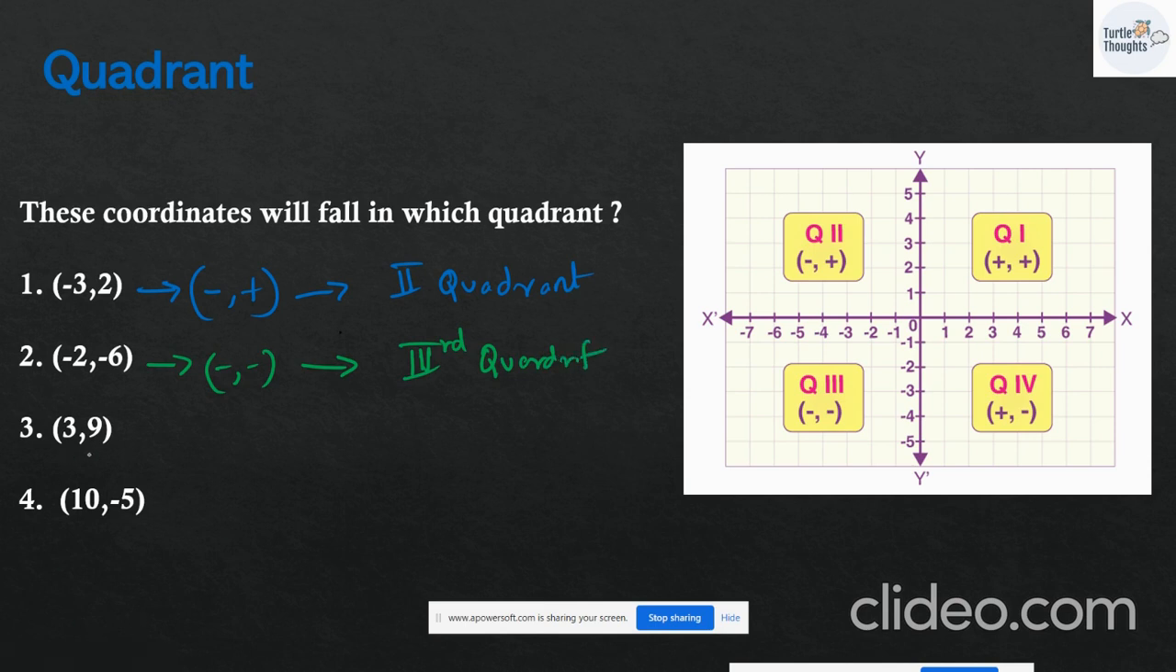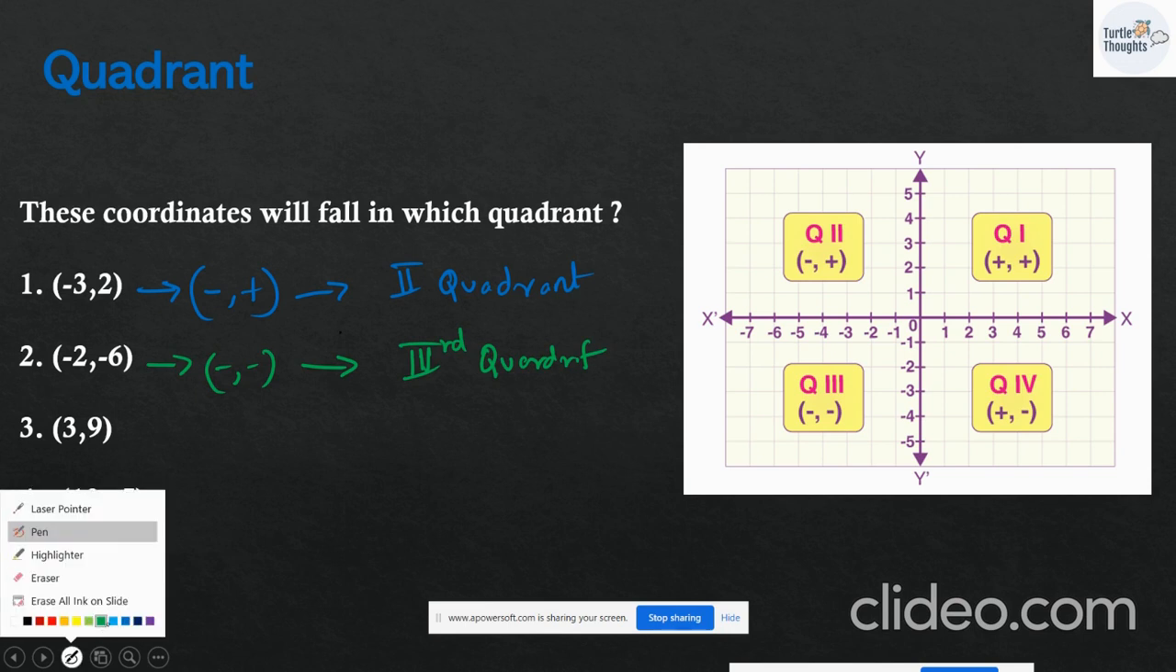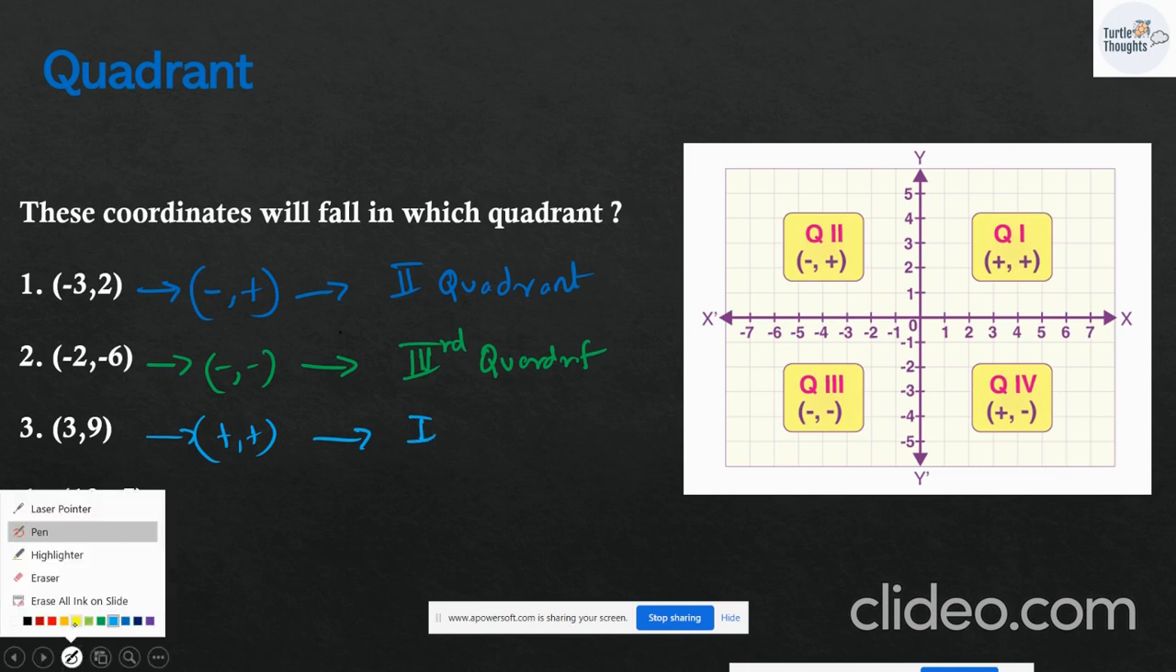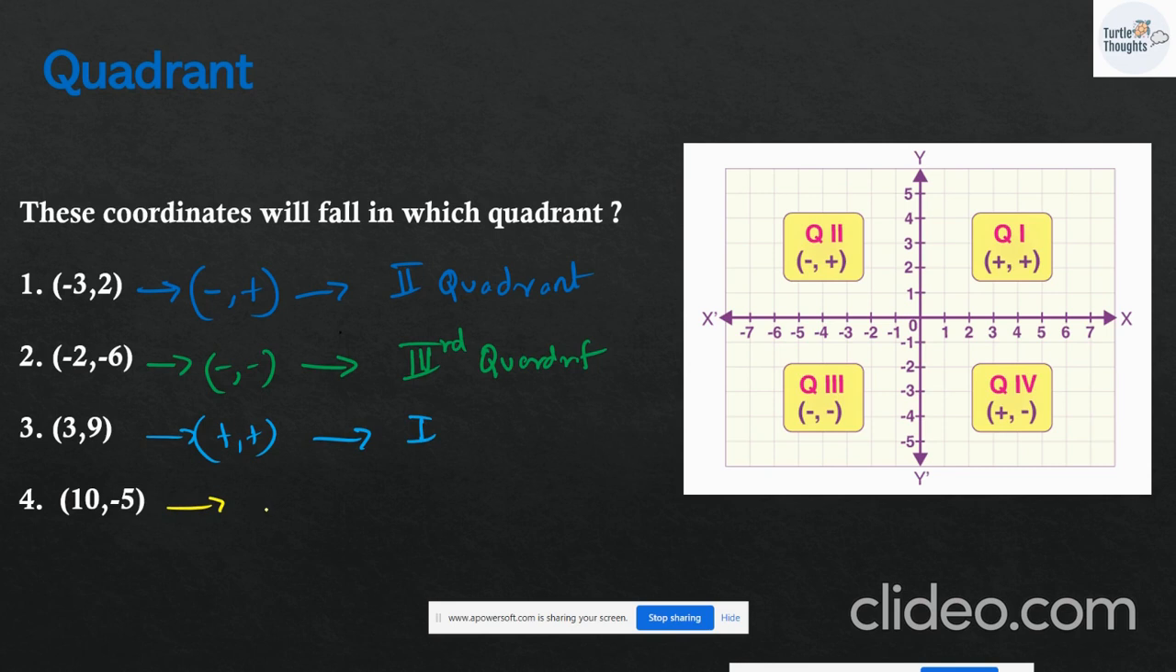Next, 3 comma 9. Yes, here it is plus and plus, so it is your first. Similarly, 10 comma minus 5. Yes, so plus and minus, so this is going to be your fourth. Easy, right?